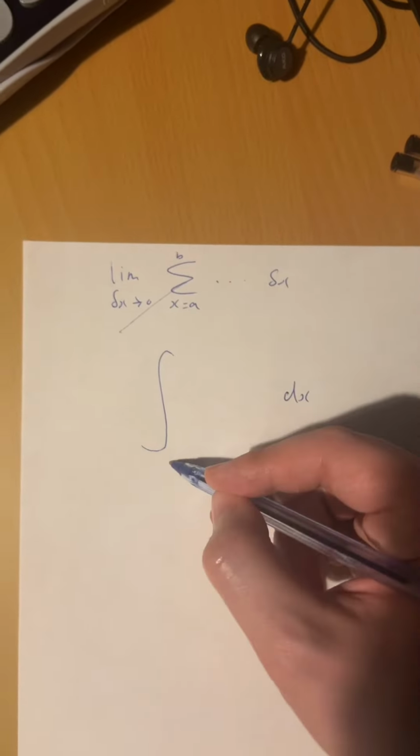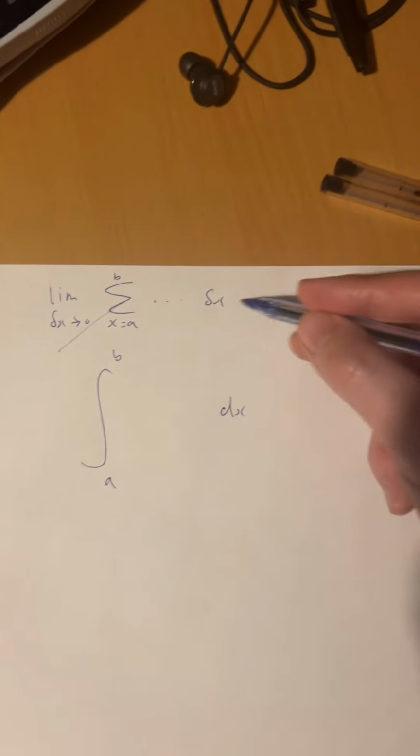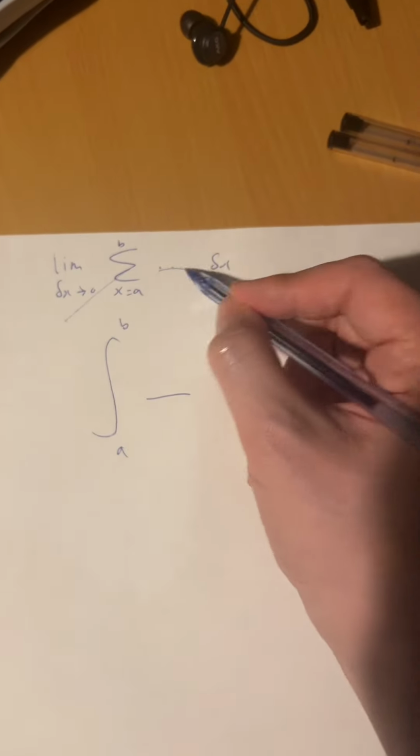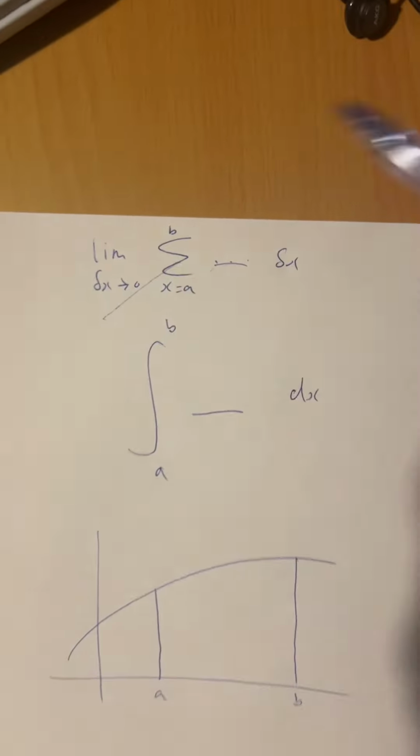You need to put a on the bottom, you need to put b on the top, and then you change that delta x to a dx, and then you write down whatever function is there. This literally just means integration.